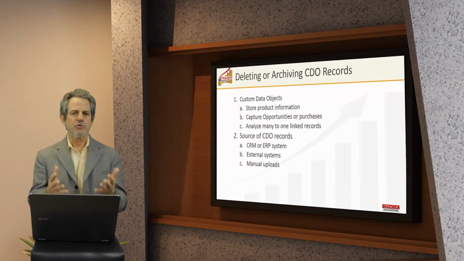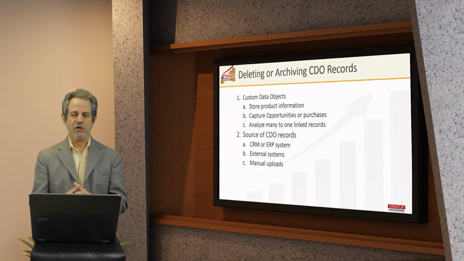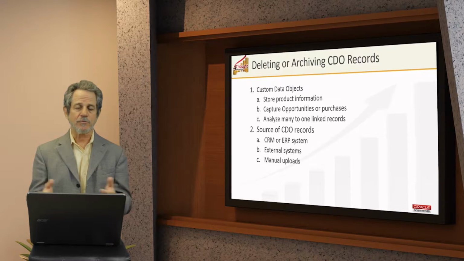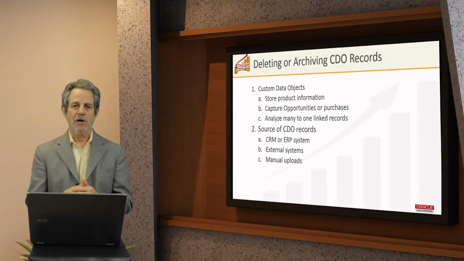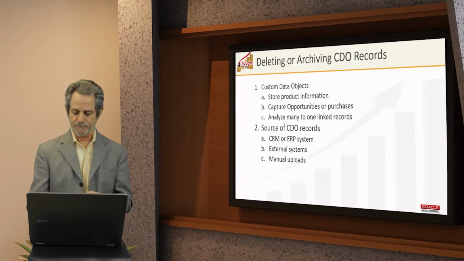What are CDOs? Why would you want to delete them? Why would you want to archive them? Well, CDOs, as I think most of you know, are custom data objects. These are tools within Eloqua that allow you to store, say, product information, maybe opportunity data, purchases, analyze anything where you have a many-to-one relationship between data and your contact records. The source of these CDO records could be your CRM system or maybe your ERP system. Could be a variety of other third-party systems that you're bringing data in from. It's possible that you also are doing manual uploads or list uploads into your CDO records.